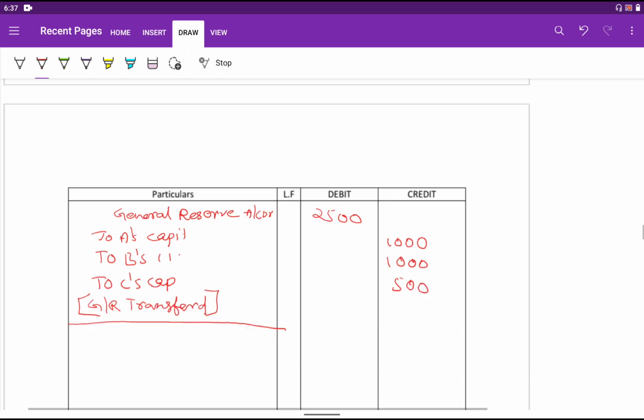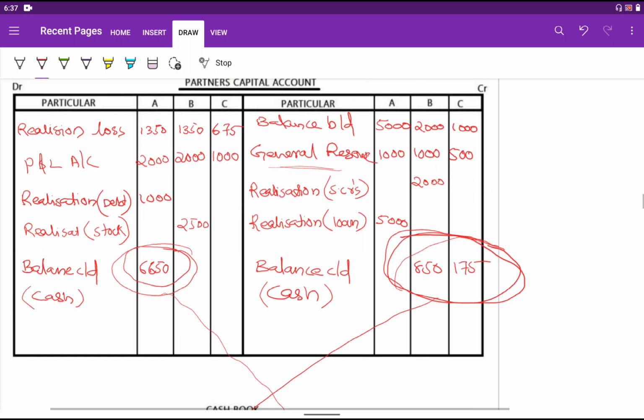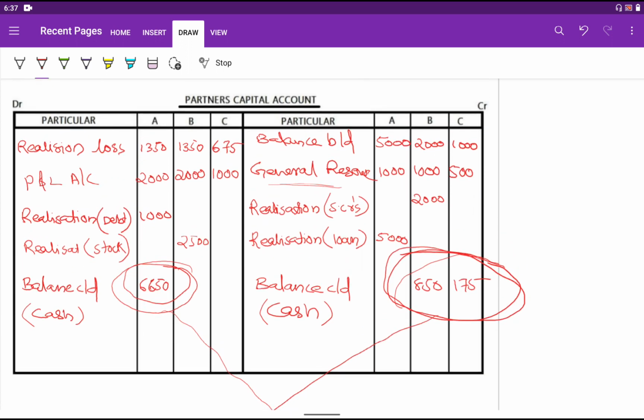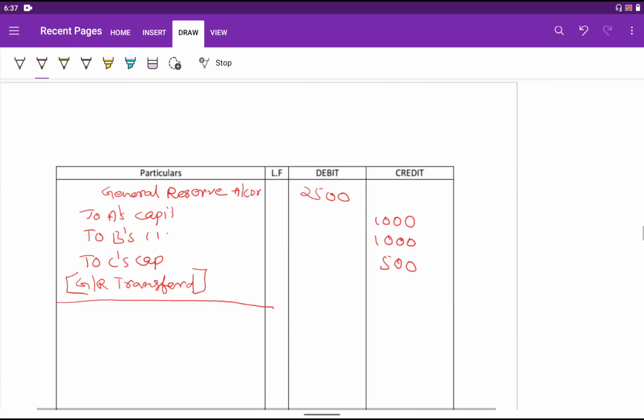Now what is the second thing? Realization, sundry creditors. Realization sundry creditors, it means what? Sundry creditors was settled by A. It is coming in A column. So what we will write? We will write realization account. Realization is credited, right? So we'll debit it. So realization account debtor to A's capital, it is coming in A.